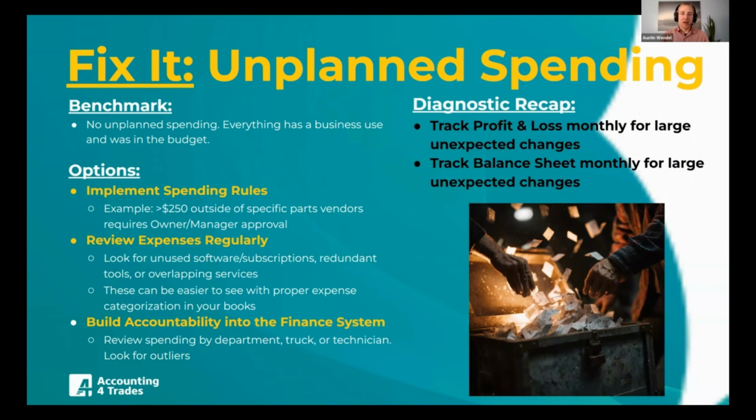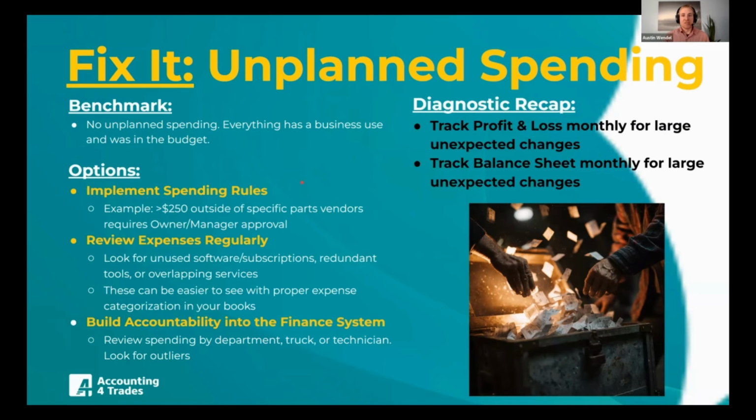So you'd be looking at, all right, this account had an extra $5,000 that normally isn't in there, or isn't in there on average. Why? You can also see that on the balance sheet. So if your unplanned spending involves purchasing large vehicles with cash, you'll see that on the balance sheet, not the profit and loss. So your goal is no unplanned spending. Ideally, if you're having cash flow issues and you have unplanned spending, you want to make sure that you budget it, you forecast it, and that everything you are buying has a business use and was in the budget.